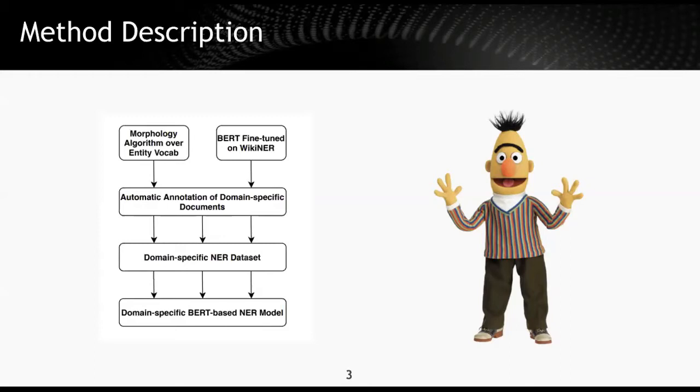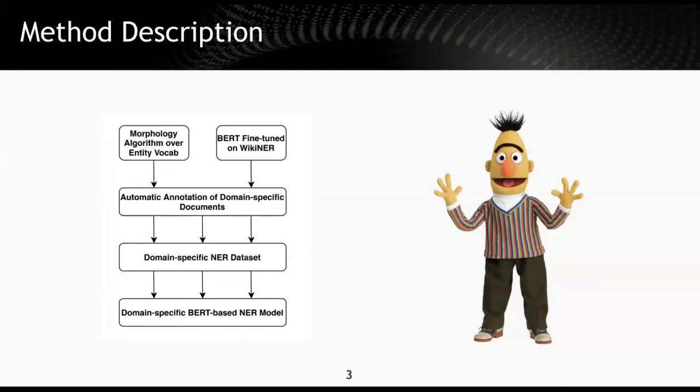We first construct the entity vocabulary using the Wikipedia category graph and seed words for category names. We then implement a morphology-based algorithm to automatically annotate texts. We also fine-tune a BERT model on a publicly available general domain dataset, Wikiner. We then automatically annotate all the collected text to construct the domain-specific dataset. And finally, we tune the target domain-specific BERT-based model.